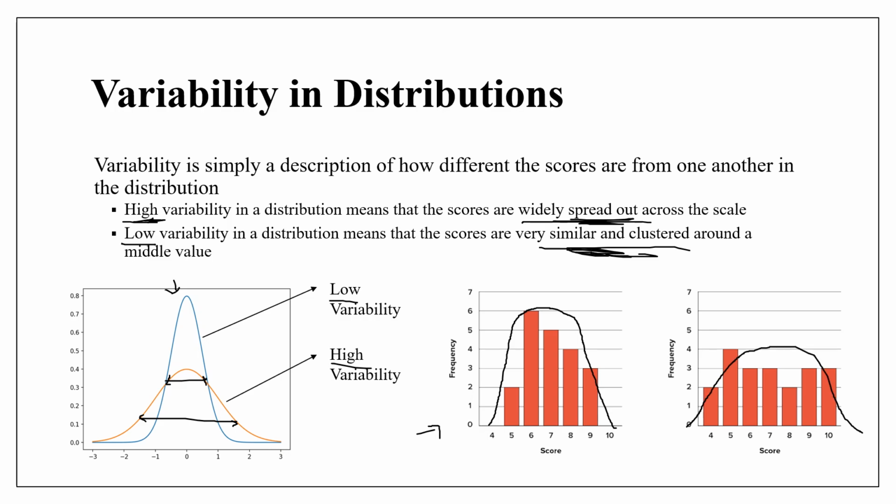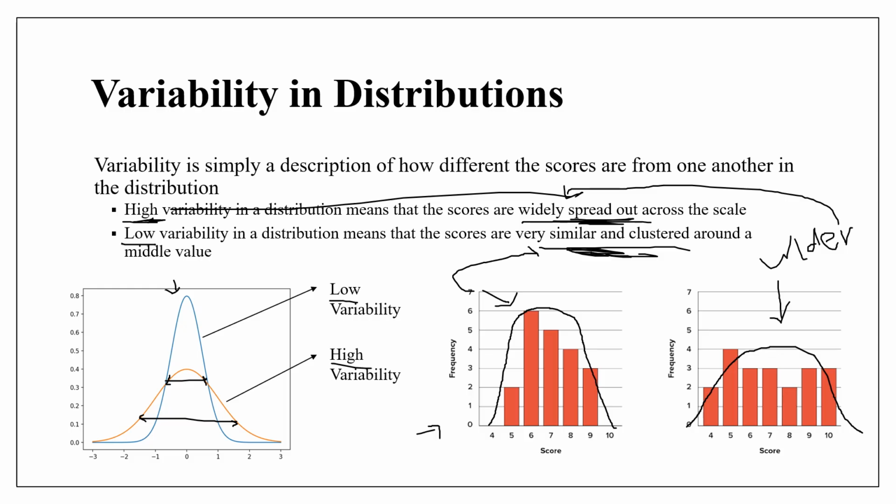So again, you can see that in comparison to each other, this one is going to be wider, which means that it has higher variability. Whereas this one right here is going to be narrower in comparison to the other one. So that means that a lot of the scores are clustered together. So this one has low variability. So again, make sure you understand that.